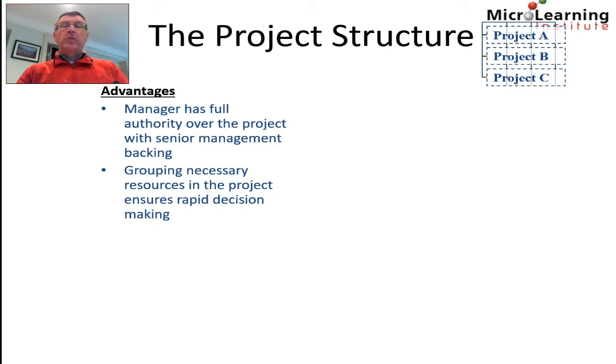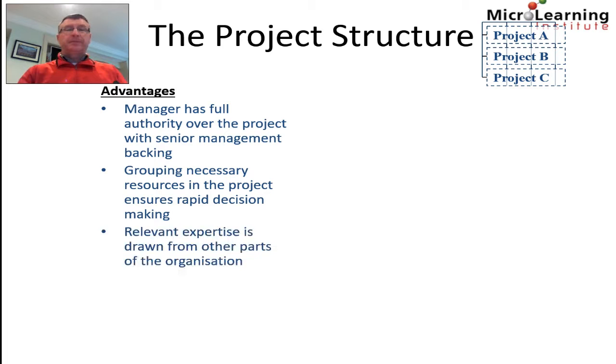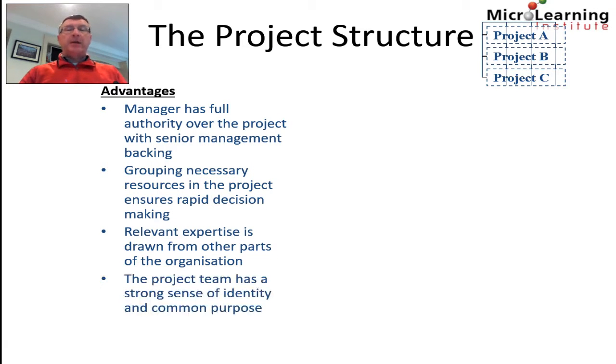Also, we're grouping the necessary resources in the project, and that ensures rapid decision making because each project team is now made up of all of the relevant resources, whereas in the functional structure we only had resources from the one organizational function. Also, the relevant expertise is drawn from other parts of the organization. So again, this mitigates the risk of the silo mentality that we spoke about earlier being developed. Also, the project team has a strong sense of identity and a common purpose because they're working together, they're identified as a team in order to deliver the project.